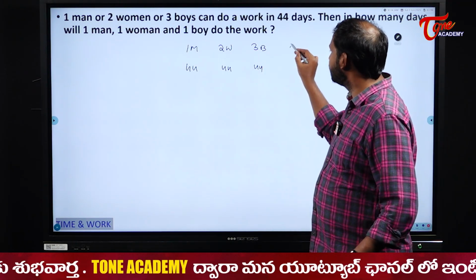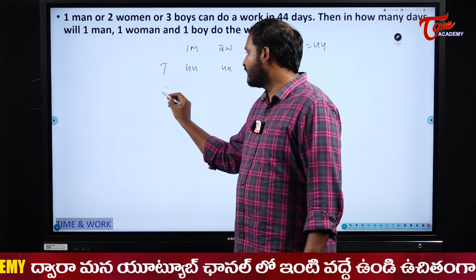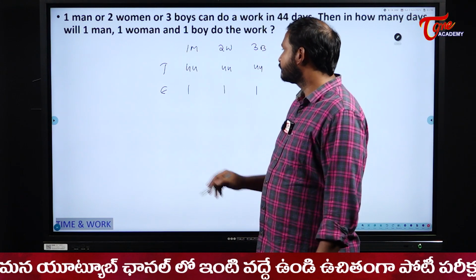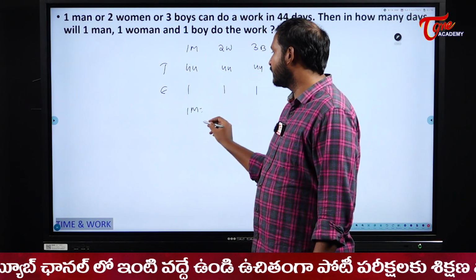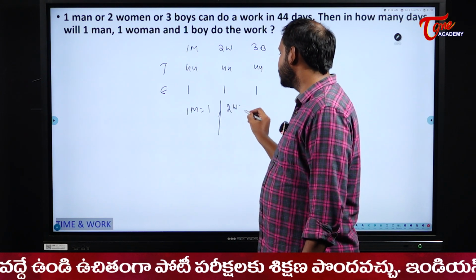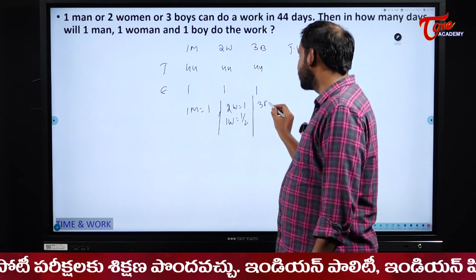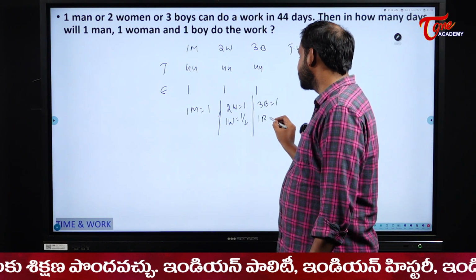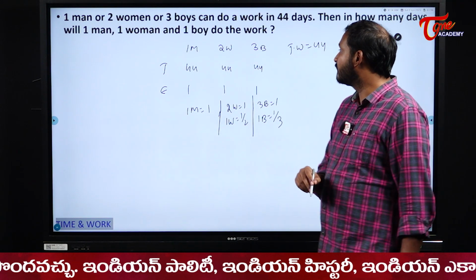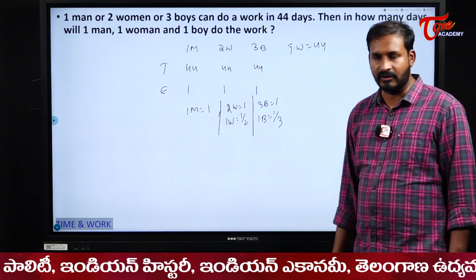Anyway, we will write the efficiencies quickly here also. These are the times. Their efficiencies will become 1, 1, 1. So 1 man's efficiency will become 1. 2 women's efficiency is 1, which means 1 woman's efficiency will become what? 1 by 2. 3 boys' efficiency is 1. So 1 boy's efficiency will become what? 1 by 3. Anyway, we need to find the total work also later, so that is the reason we are following the same technique for all of them.